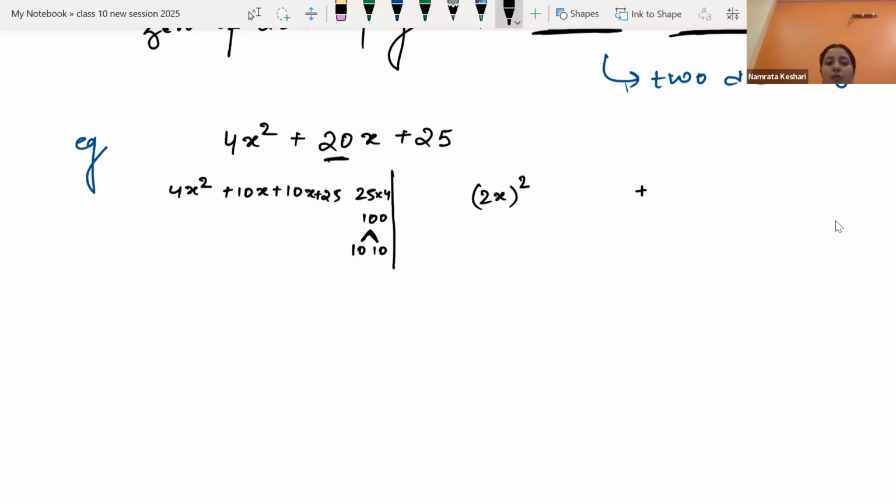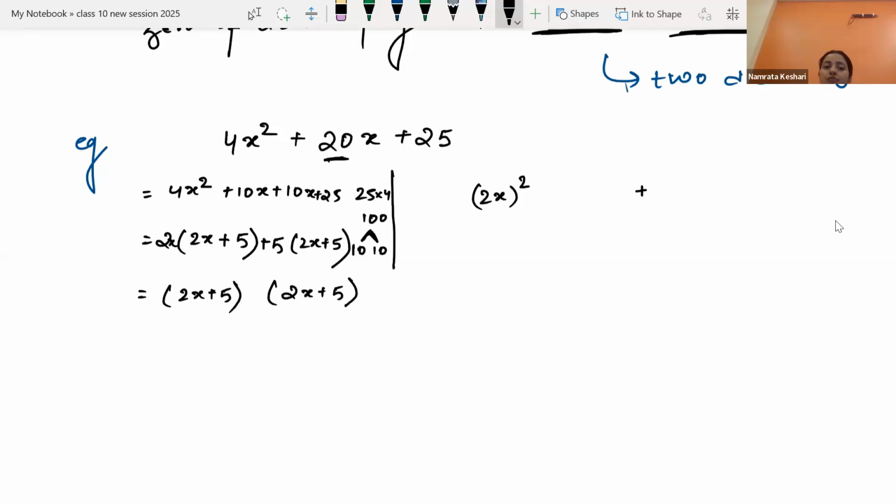Now we can see splitting the middle term is possible over here. We can take common 2x, and we'll be having 2x plus 5. Here also we will take 5 common, and we'll be having 2x plus 5. If these two brackets are the same, we are on the right track. So far we have just done the factorization. Zero we have to find, so we will take it equal to 0 and find the x value, that is negative 5 by 2.